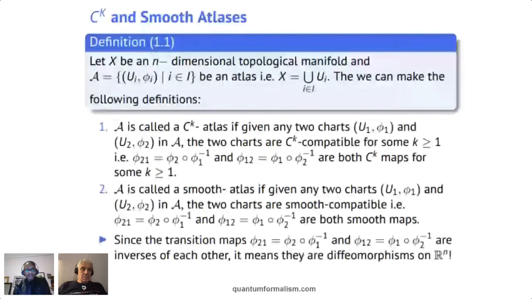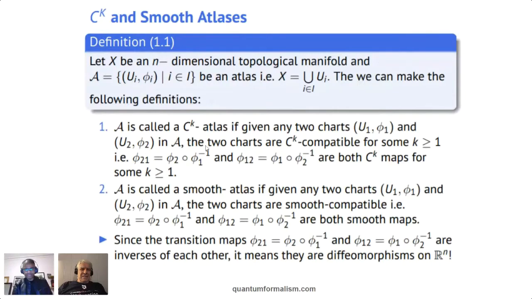So given an n-dimensional topological manifold X and a collection of charts, an atlas, we can make these two definitions. We say the atlas is a CK atlas if, given any two charts (U1, phi 1) and (U2, phi 2) in the atlas, the two charts are CK compatible for some K greater than or equal to 1. Remember, I'm pretty sure we defined CK compatibility in the last session, right?